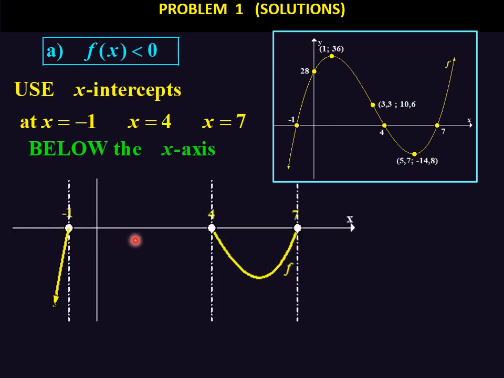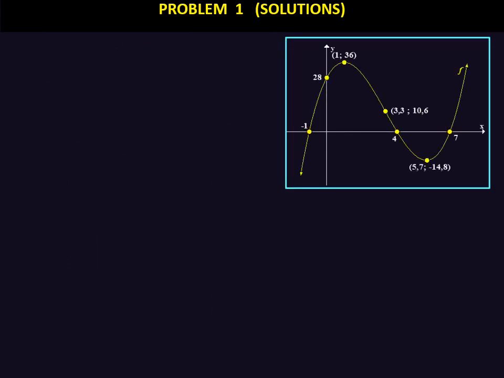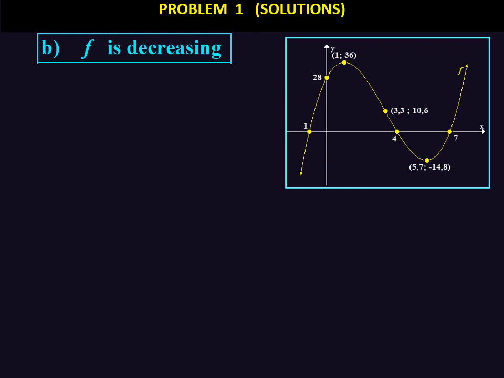So we just have to write it now in interval notation. We just focus on the x-intercepts. In this case, it is from -infinity to -1, and the other one is from 4 to 7. So we've only been using the x-intercepts there. Let's look at the second part. Let's have the graph back again. f is decreasing. That's quite straightforward.